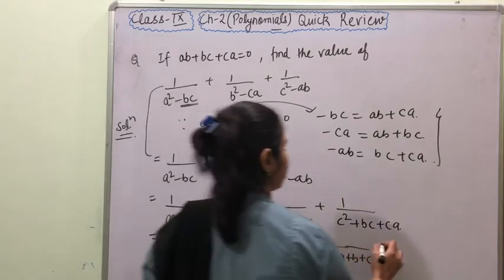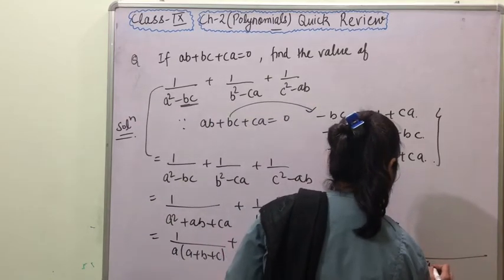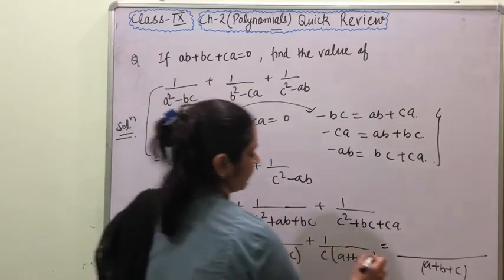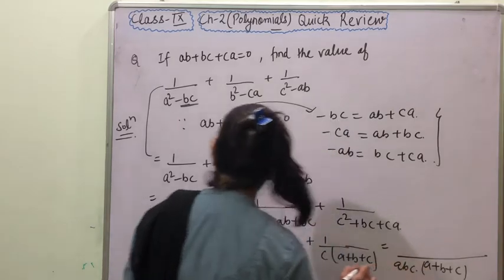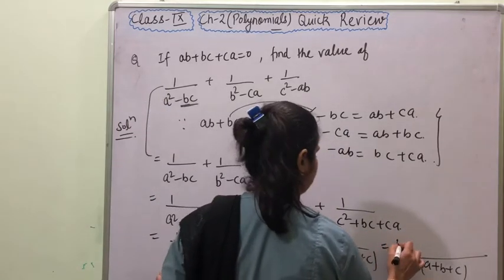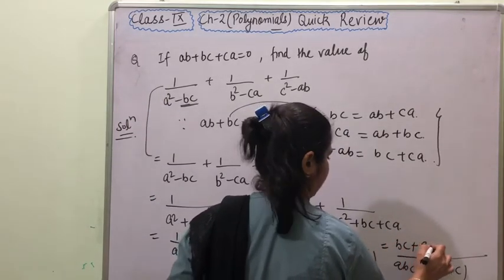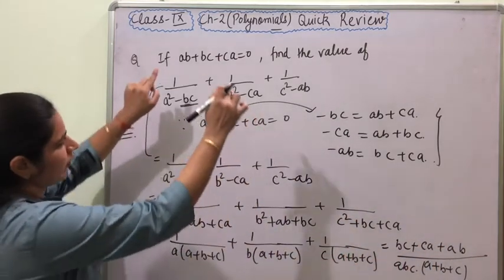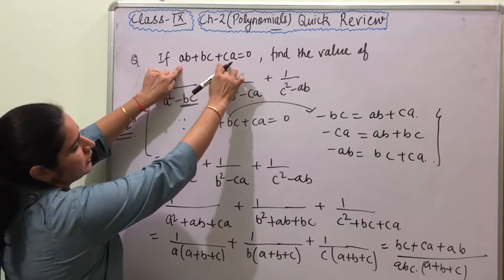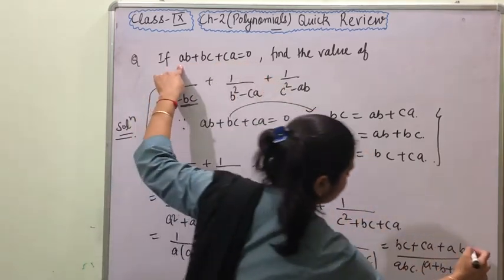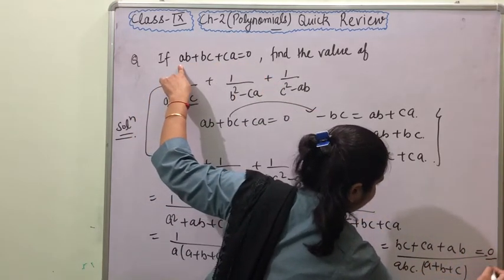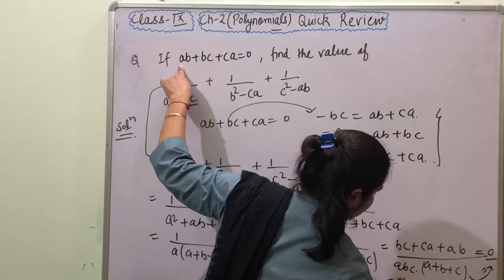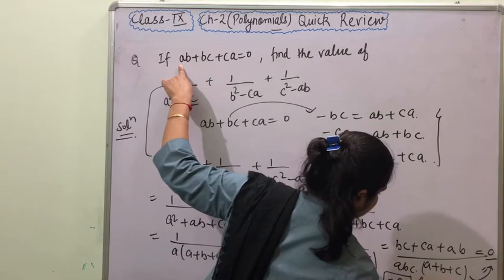We take the LCM as (a plus b plus c) into abc. After taking the LCM, the numerator is bc plus ca plus ab. Now the given condition was ab plus bc plus ca is equal to 0. We substitute 0 divided by any term, and 0 by the same term will be 0. The final answer is 0.